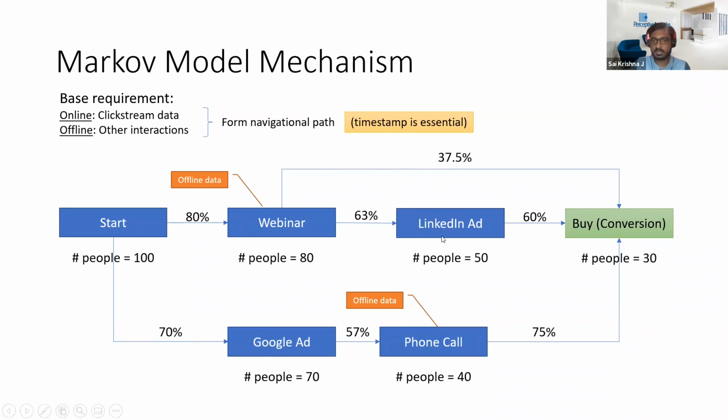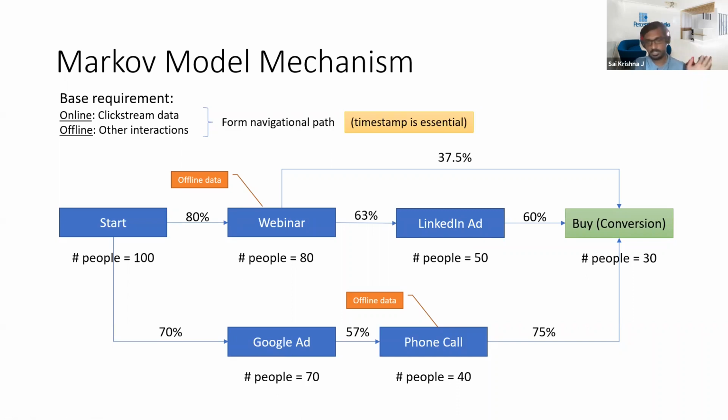So the probability of going from the webinar to the LinkedIn ad is 63%, which is nothing but this 50 by 80. It does not consider this 100. Okay, so that is why we call this the short-term memory model. So this is the first step in the application of the Markov chain model. You draw the Markov graph, and then you calculate these probabilities of going from each stage to the other based on all possible user paths that are available in the data.